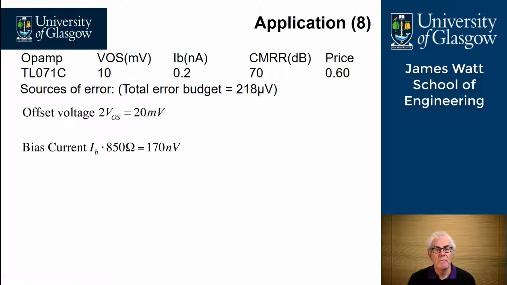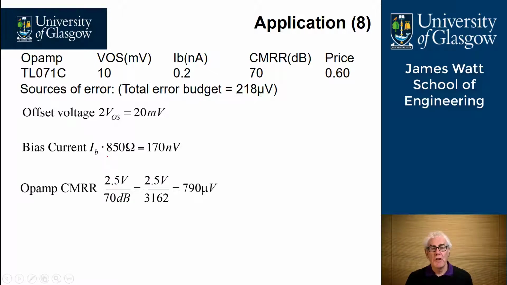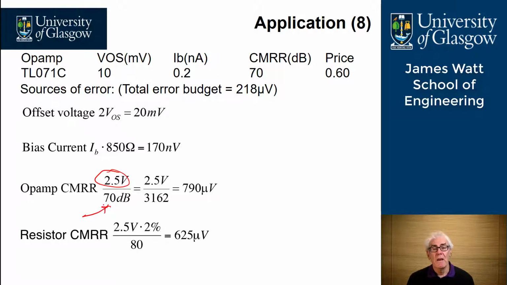That sounds quite good. Our op-amp common mode error is 2.5 volts, which is the mid-rail of the bridge, divided by the 70 dB common mode rejection ratio of the amplifier, which gives us about 790 microvolts. And finally, we have our resistor matching. We've got 2.5 volts times 2%, which if we assume 1% resistors is 2.5 volts times 2%, divided by 80, giving about 625 microvolts.